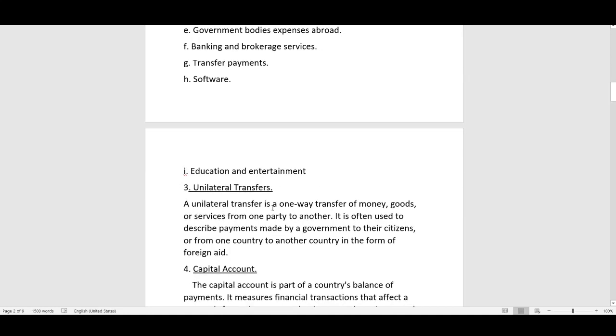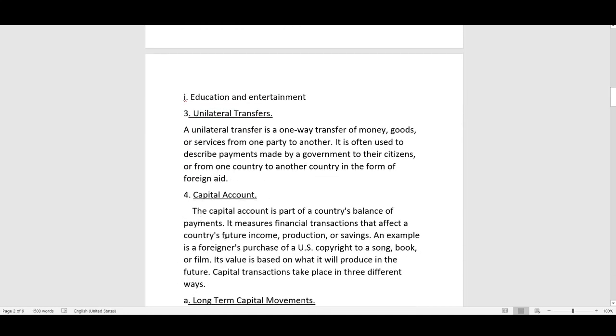A unilateral transfer is a one-way transfer of money, goods or services from one party to another. It is often used to describe payments made by a government to their citizens or from one country to another country in the form of foreign aid. Aid means help. Fourth, capital account.